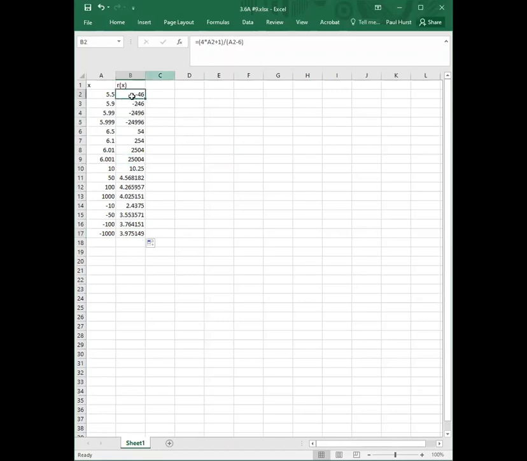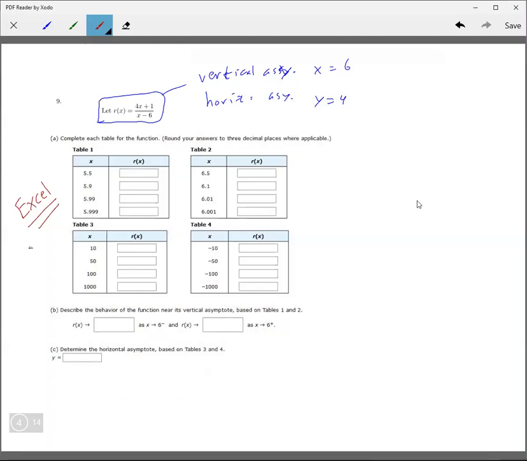This is the important part, the A2. When you scroll this down, it just goes down with it. I'm sure you guys are familiar with this. Okay, let's go back, and I'm just going to put in the answers that I got. So this was -46, this is -246, this is -2496, and this is -24996. This one was 54, 254, 2504. Wow, that's weird numbers there.